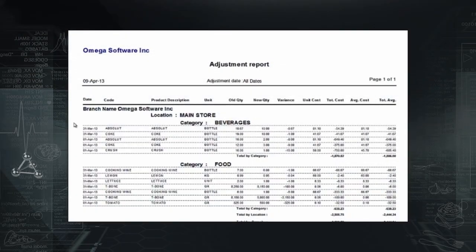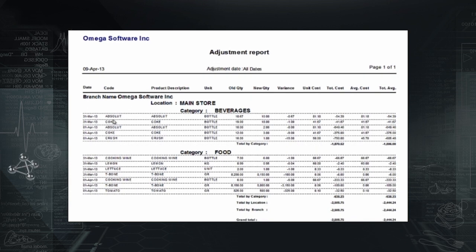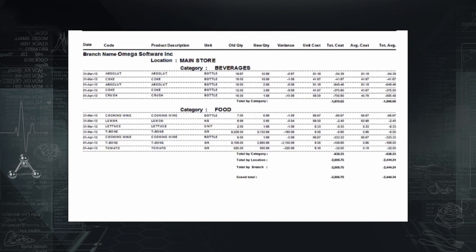This example tackles the adjustment report. Notice here the adjustments that took place, along with the relevant dates. These adjustments are divided by category. Also, notice the variance and its value under the cost and the average cost.